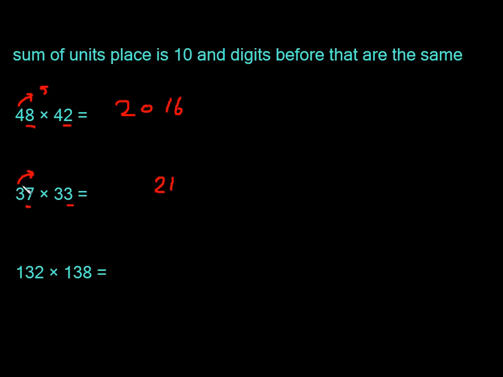Next one, in the same way, 3 times 7 equals 21, put it here, and then multiply 3 by the next number, 3 times 4 equals 12. So the answer is 1221.